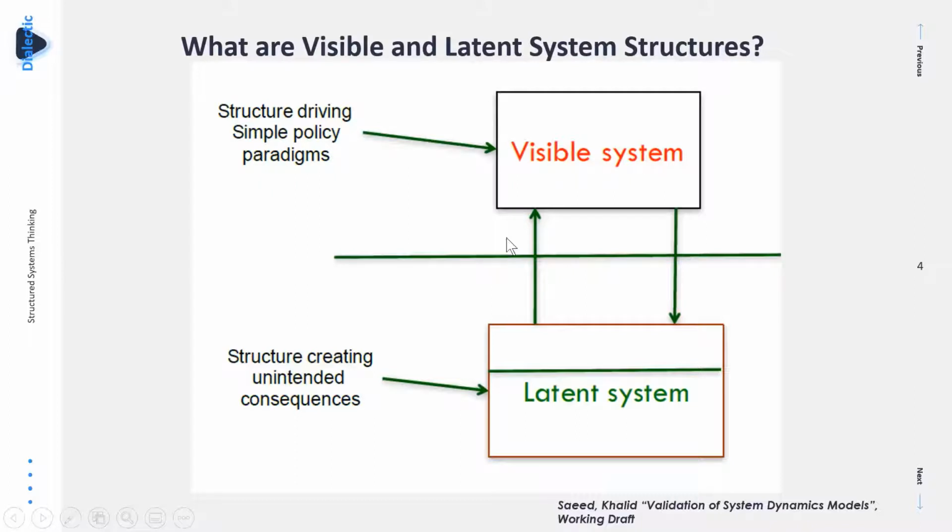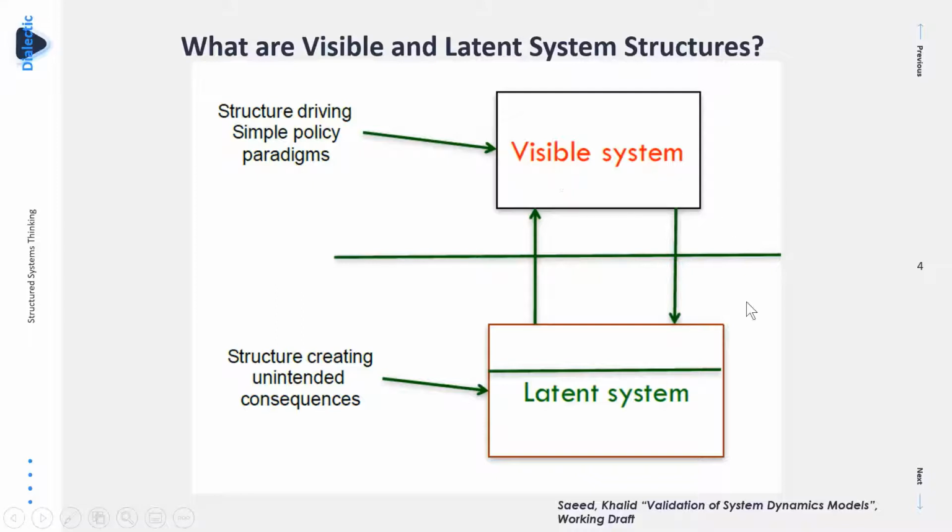So this is a diagram that comes from my advisor's paper, and I put the link down here, or the name. But think of it this way. The visible system is what we can see. It's tangible. We can touch it. We experience it. And we tend to put policy paradigms, policy here could be a strategy for a business. It could be a policy like a corporate or university policy. It could even be a regulation, but we tend to move our policies through the visible system.